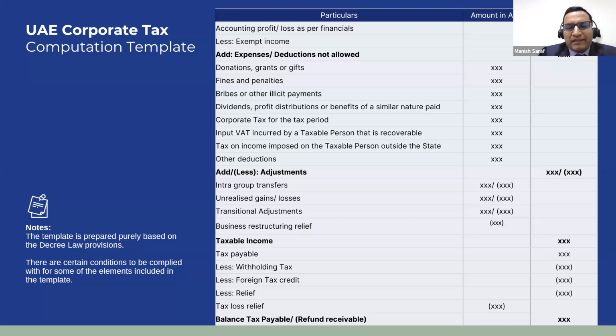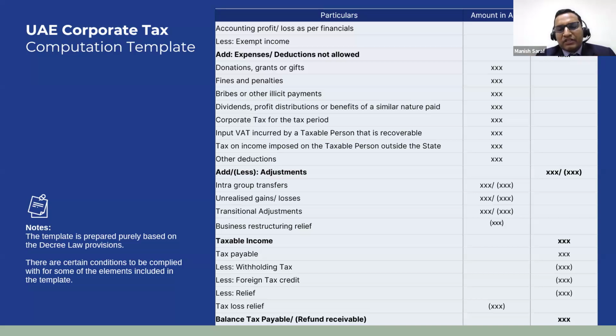The most important thing is that this has to be prepared in AED. The currency of filing the tax return is AED. In case you have a presence outside UAE, in Singapore or Saudi, where another currency is followed for your financials, that needs to be converted to include that income in UAE dirhams.